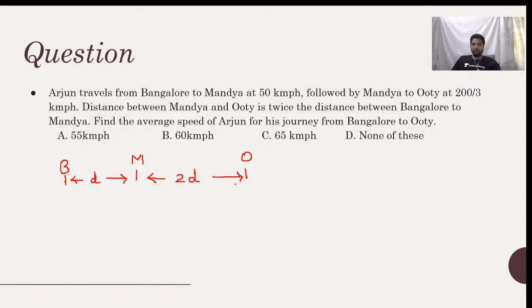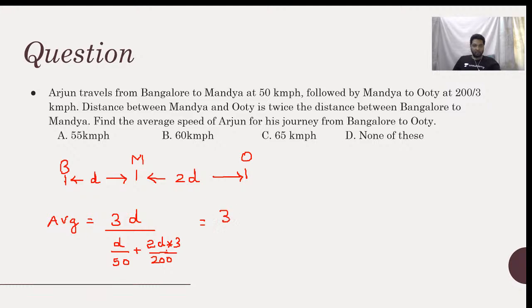We have to find the average speed. What is the average speed? Total distance. What is the total distance? 3d divided by total time. What is the total time? Time is equal to distance by speed. So he traveled d kilometers at a speed of 50 kilometers per hour, then another 2d kilometers at an average speed of 200 by 3 kilometers per hour. Now if I simplify this, if I take the LCM, then the LCM will be 200.